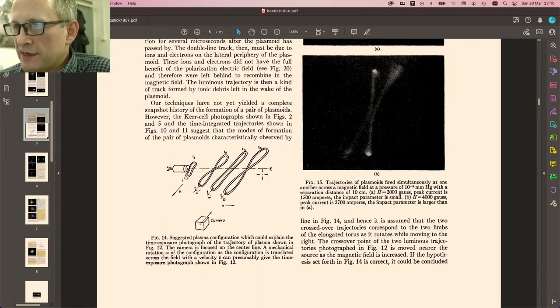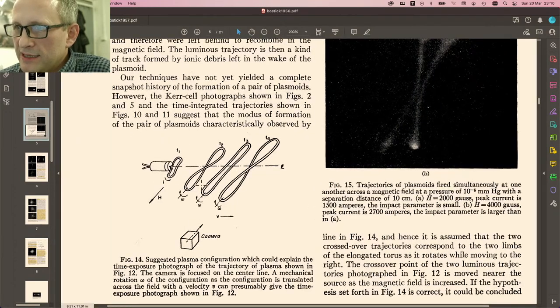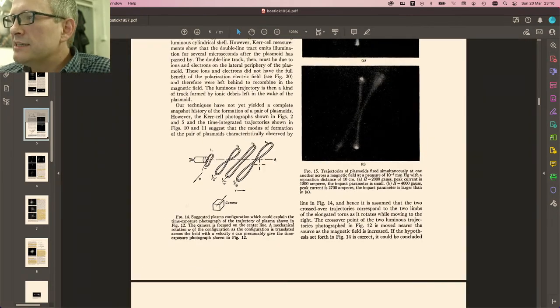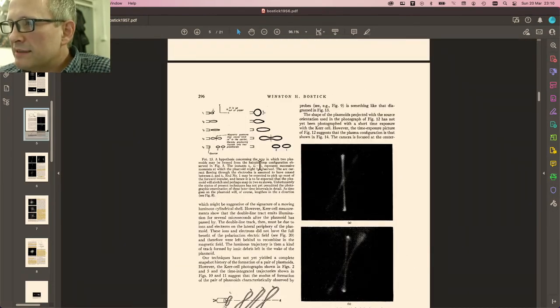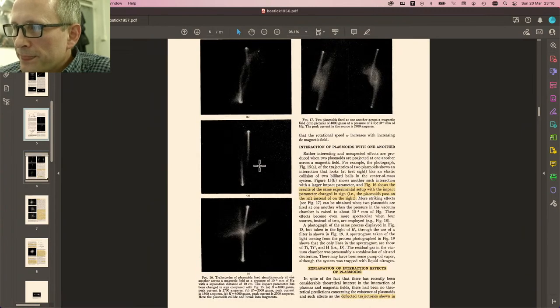Now, he hypothesizes here, and we're going to talk about this later, that there is a sort of shift over. And if it gets elongated in this way, you can have a twist and it becomes a kind of infinity type structure. But there's more detail in the next paper that we can talk about.